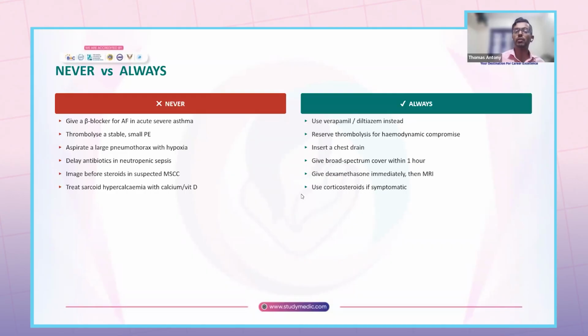Then delay in antibiotics for neutropenic sepsis. You have to always go for antibiotics at the earliest. In MRCP, you have to administer dexamethasone, then get an MRI. In sarcoidosis, if the patient is symptomatic or if there is any organ involvement or if there is hypercalcemia, you can administer corticosteroids.